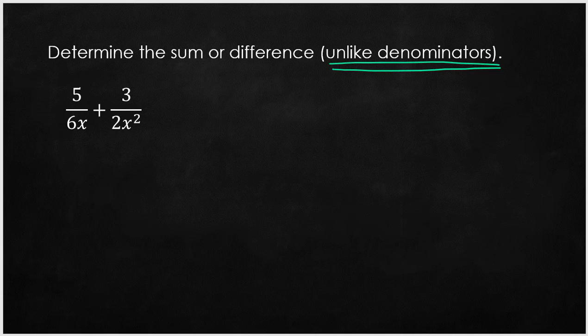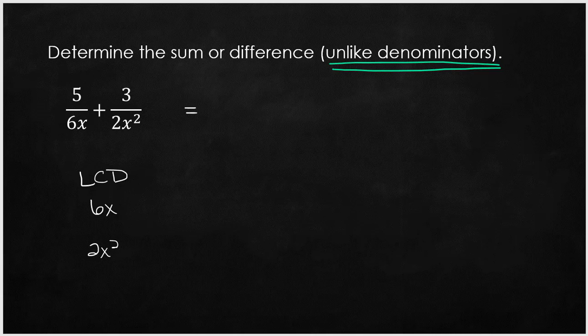So using this problem that we have here, 5 over 6x plus 3 over 2x squared, we have to find the least common denominator between 6x and 2x squared. The first thing I do is consider the common denominator between 6 and 2. If we only had to deal with the 6 and 2, our common denominator is going to be 6.